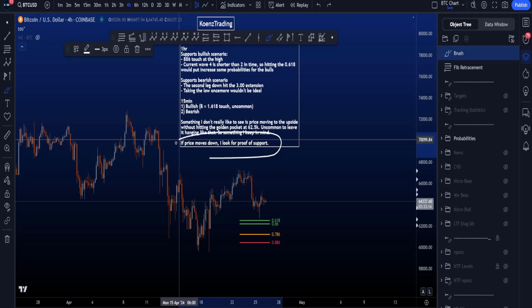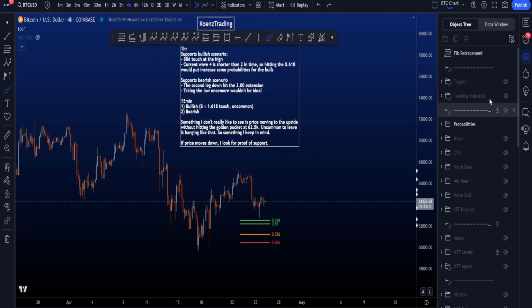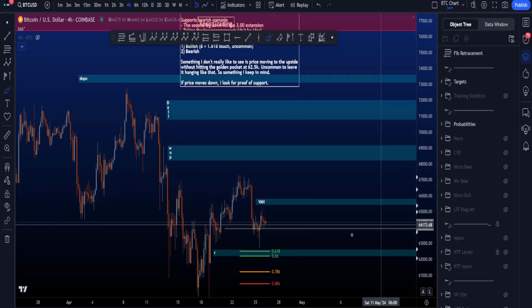Now, if price does move down, I'll be looking for proof of support, as that golden pocket is one of the confluences in that support area that I mentioned.